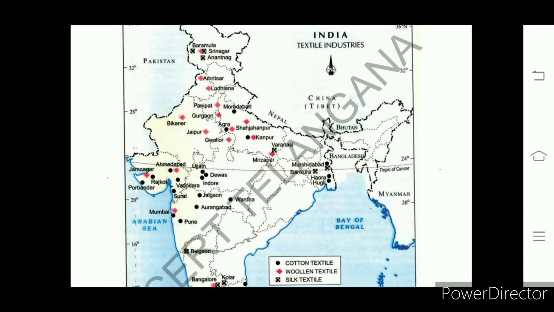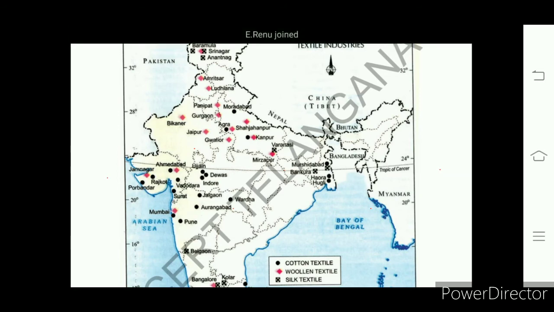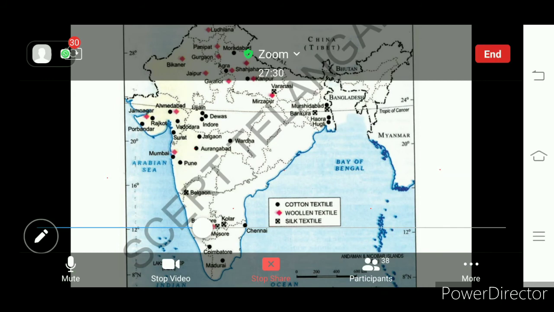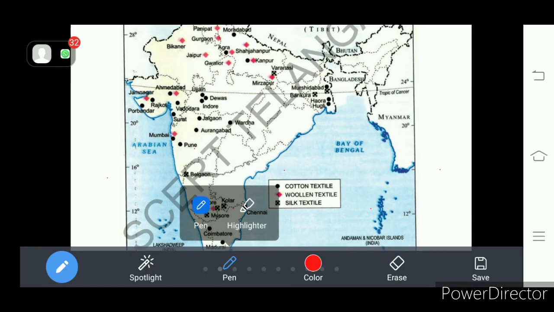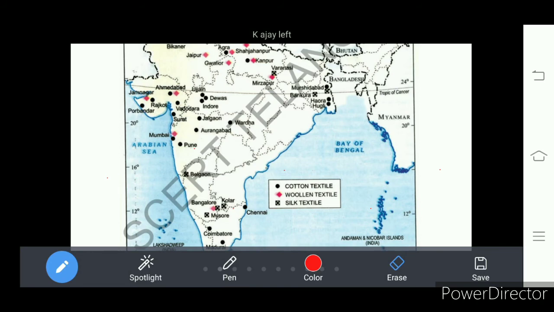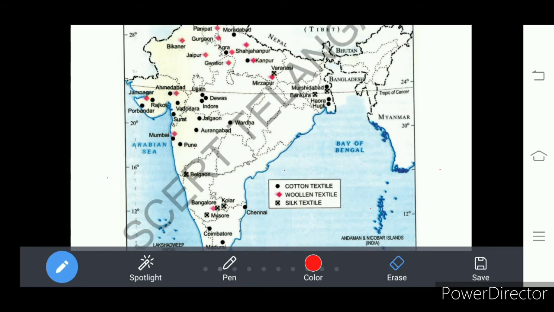See, what is this map? It is a map showing textile industries, right? How many types of industries are shown in the map? Here is the index, right? Look at the index here. What is given here? Cotton textile industries, woolen textile industries, silk textile industries. Cotton textiles are shown with a black dot. Woolen textiles are shown with a red dot. Silk textiles are shown differently, with squares, right? So in this way some information will be present in the map, and you should observe the given map and answer the questions. That is map reading.